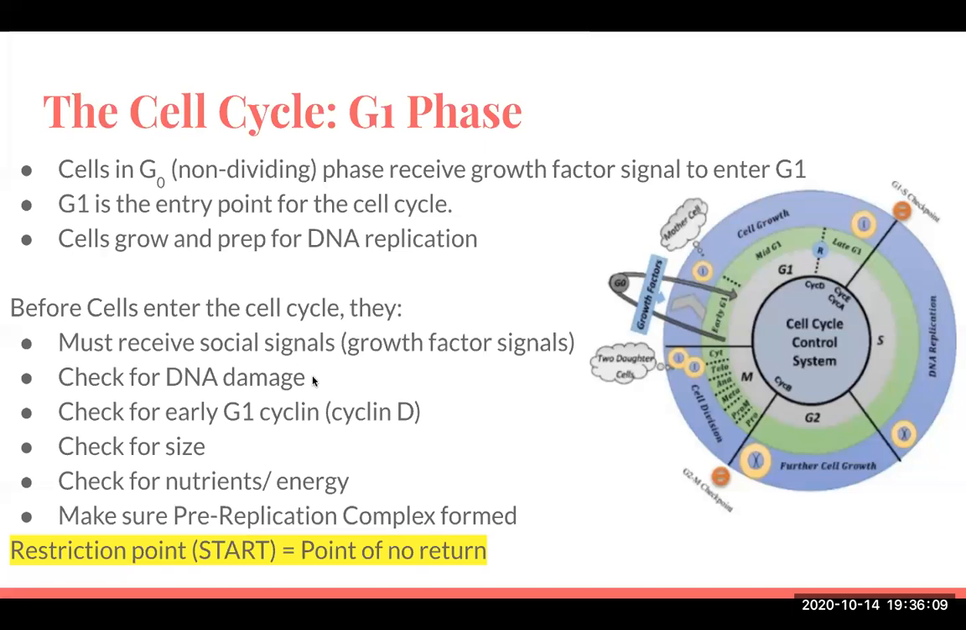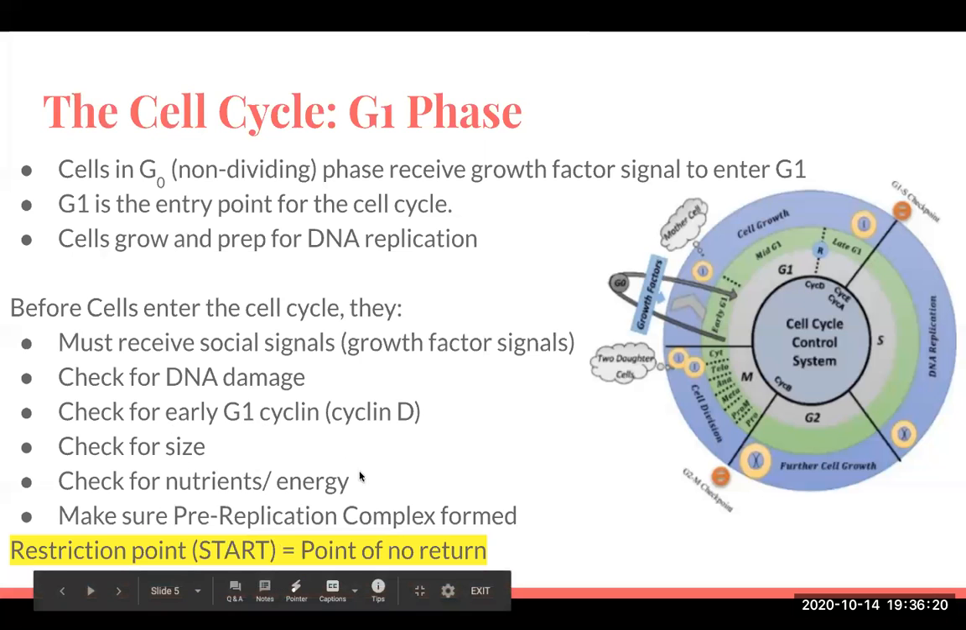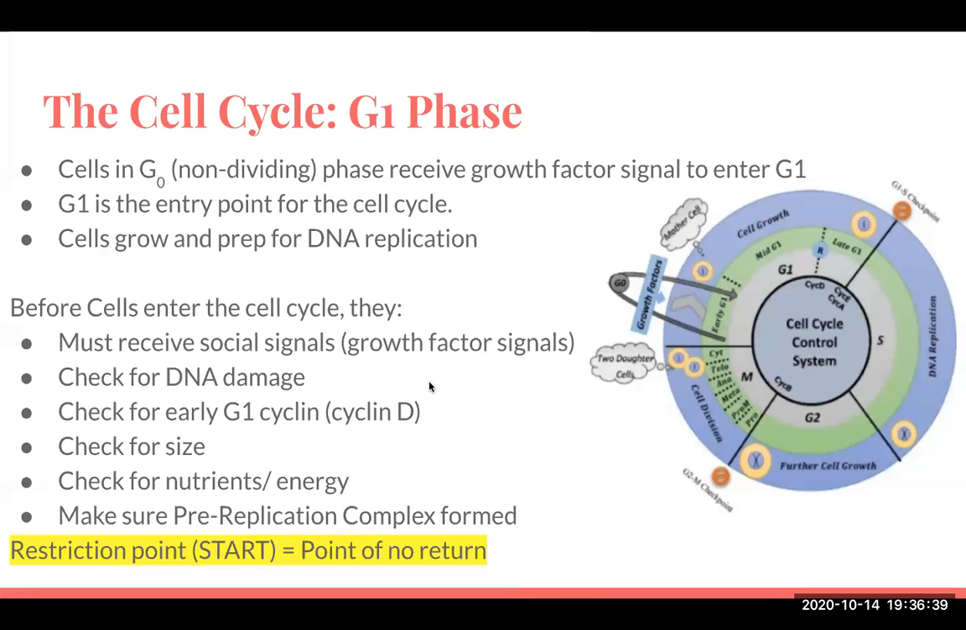They must check for DNA damage. They check for early G1 cyclin, which is cyclin D, as you can see in this diagram. They check that the cell's the right size and that it has the right nutrients and energy, and they make sure the pre-replication complex is formed. So the restriction point, or start as it's called in yeast, is the point of no return. Once it enters this, it can't get out of the cell cycle unless it is pretty much destroyed.